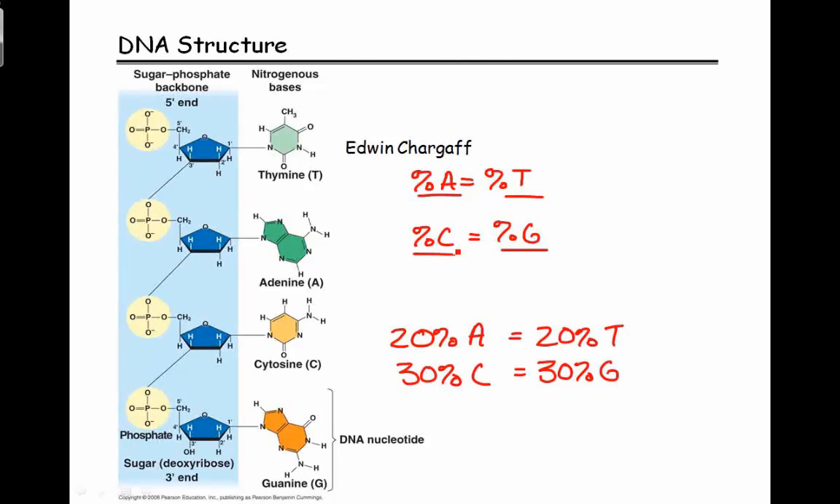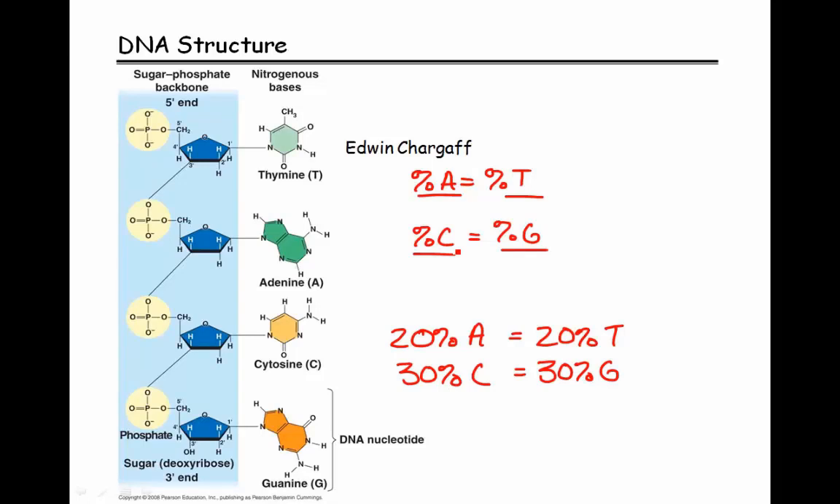So one of the things that you want to be able to do in chapter 16 is to take the percentage of one base and figure out what the percentages of all of the other three bases would be inside of a specific organism. There are some practice problems with regards to that, so make sure that you can do that and make sure you understand what Chargaff's rules were. So basically, A's are equal to T's and C's are equal to G's.